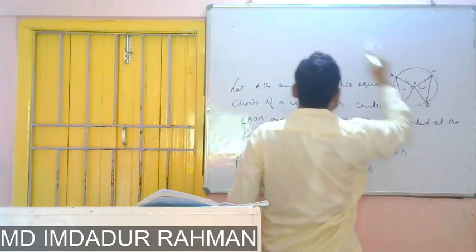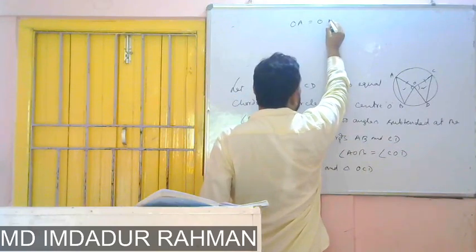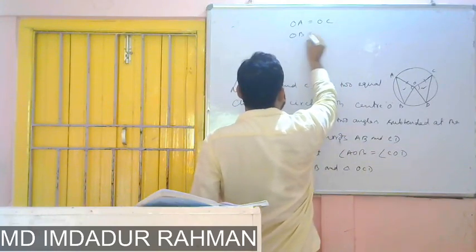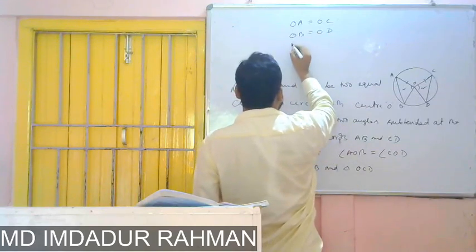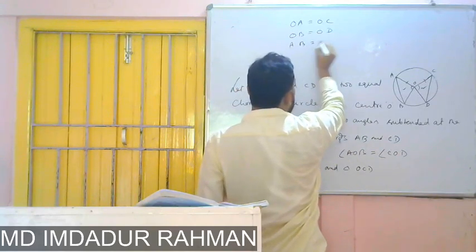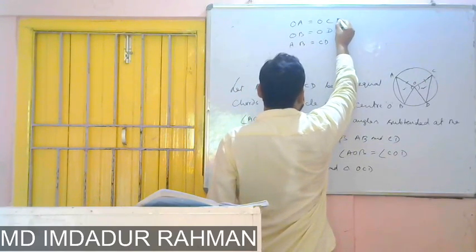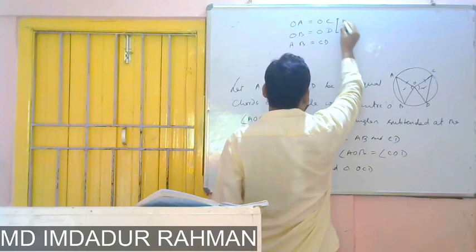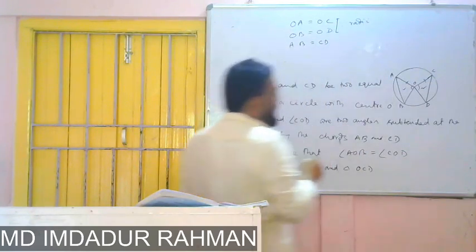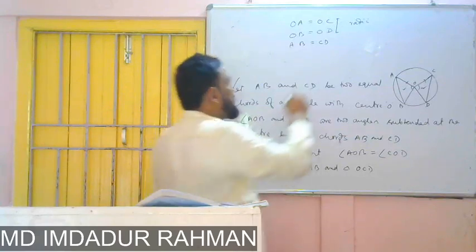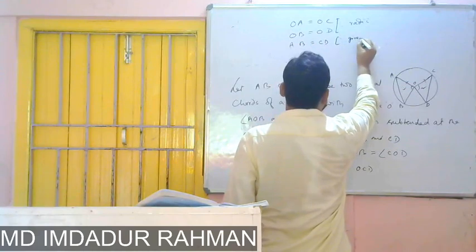OA is equal to OC, OB is equal to OD, and AB is equal to CD. OA is equal to OC and OB is equal to OD, we got since they are radii. And AB is equal to CD, it is since given, because in the question it is given that the chords are equal.